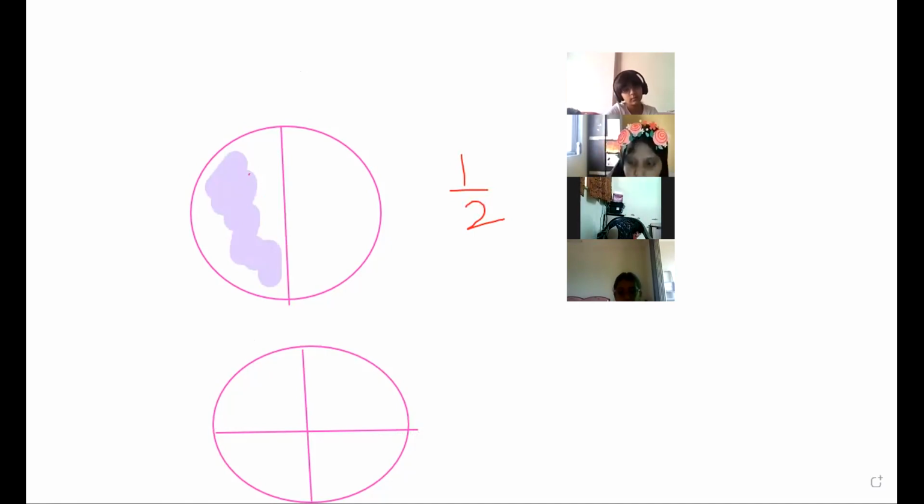1 upon 4. Muhammad Ali, pay attention. These people know what is equivalent fraction. You don't know. Now tell me what fraction is this? Muhammad Ali, what fraction is this? Tell me. 2 upon 4.